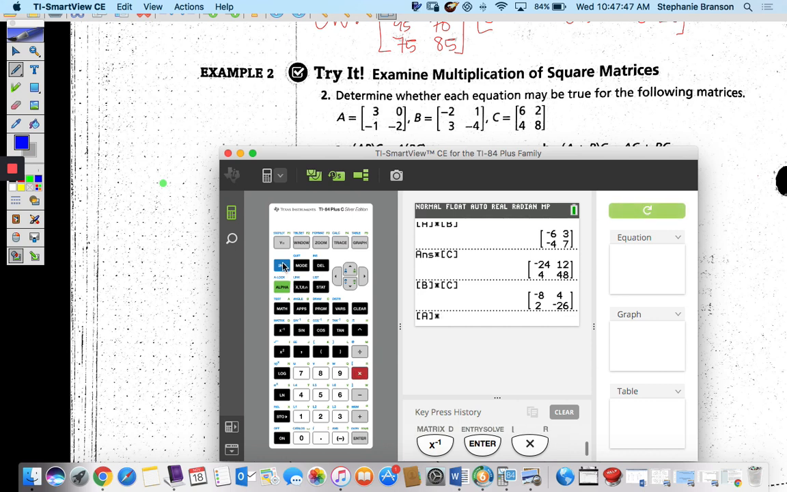Does everybody know how to get it to say A and F? You hit second and then the negative sign. And you should get the same thing.